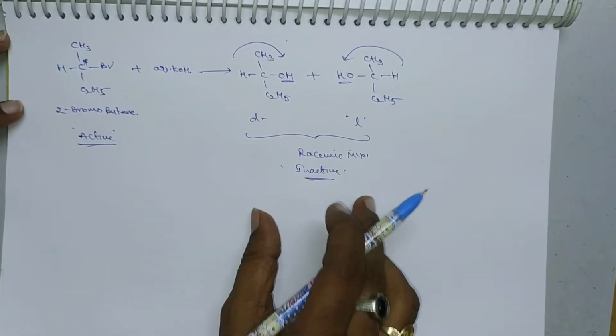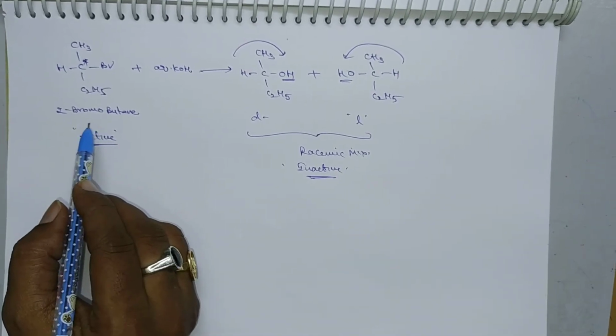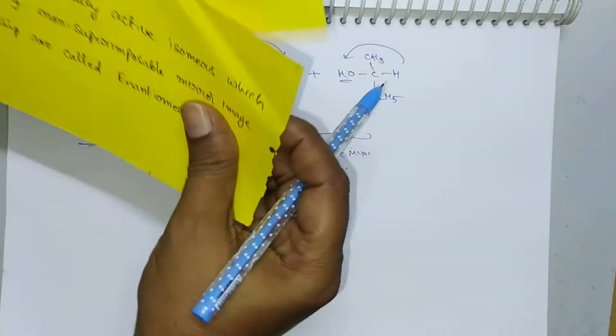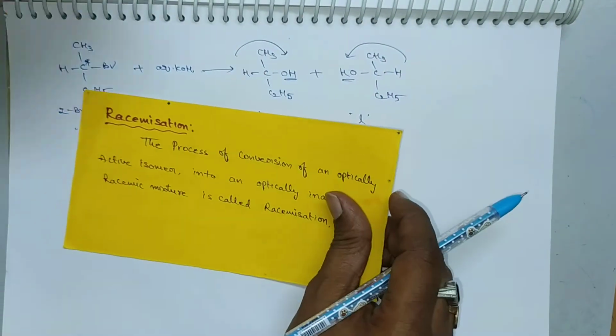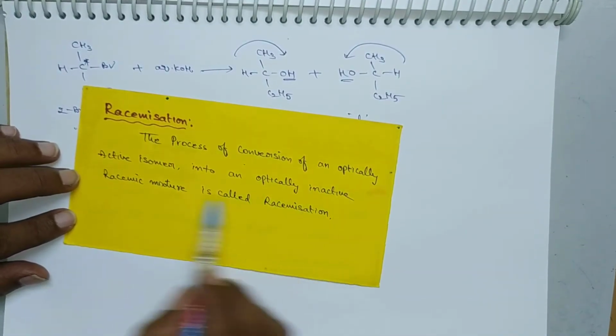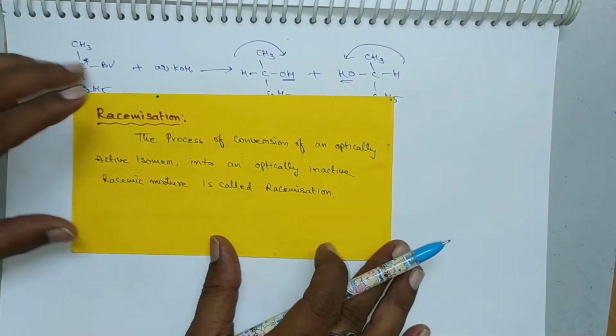So this process is called racemization. The process of conversion of an optically active molecule into an optically inactive molecule is called racemization. That is, the process of conversion of an optically active isomer into an optically inactive racemic mixture is called racemization. Okay, clear? And next one is resolution.